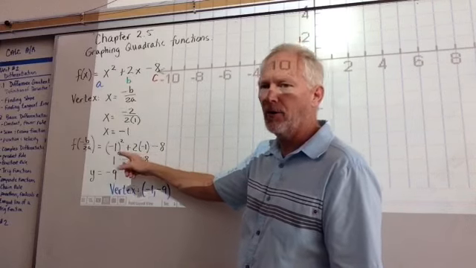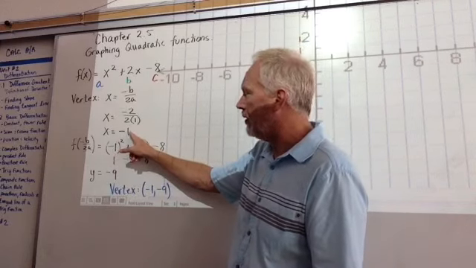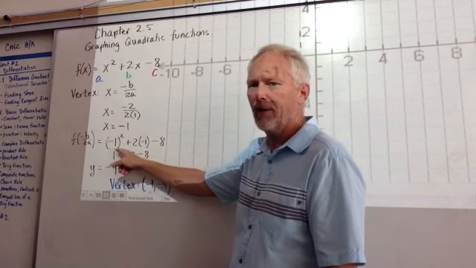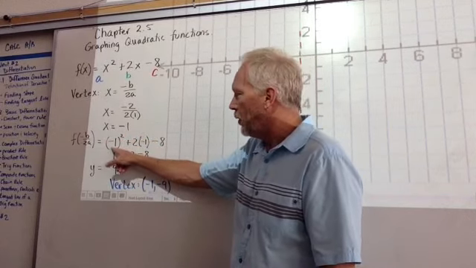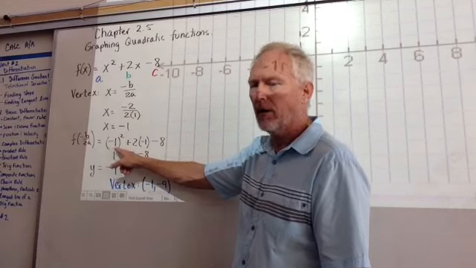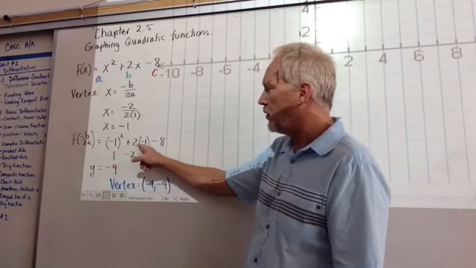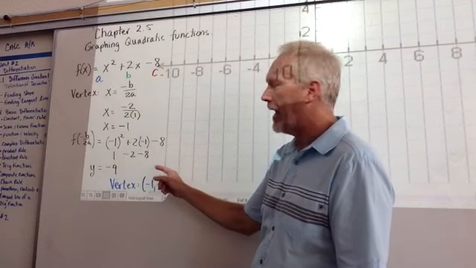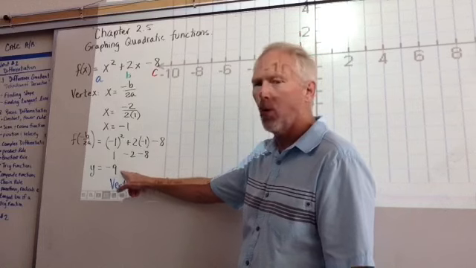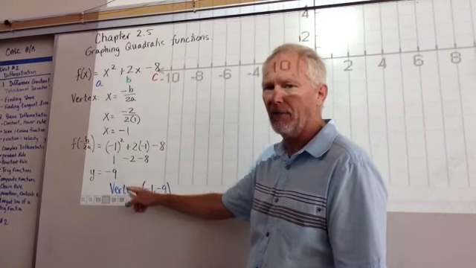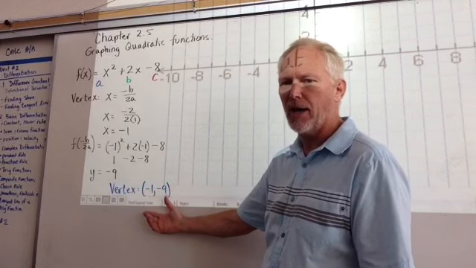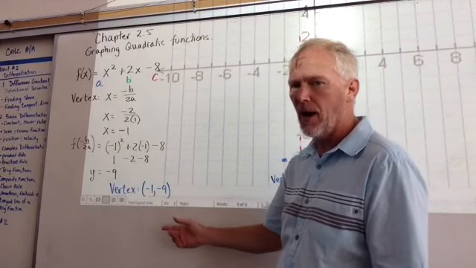To find the y value, we have to put the value that we found in the function, so we get f of negative b over 2a. And so we simply substitute in the negative 1 for x: negative 1 squared plus 2 times negative 1 minus 8. And we'll see that that's 1 minus 2 minus 8, or y is equal to negative 9. And then put that together and we find our vertex at negative 1, negative 9.